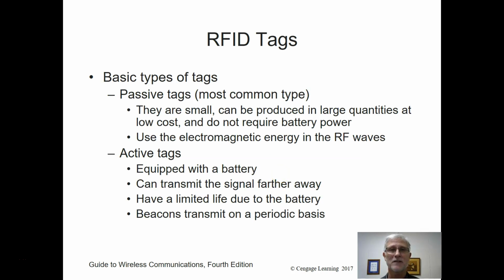Now, there are some different types of tags. There are 2 basic types: passive and active. Passive is definitely the most common because they're cheap to make in a large quantity and only use electromagnetic energy in the RF waves. So they don't use batteries. So basically, when the reader hits it, it activates the passive tag to transmit, and kind of uses the RF waves to power the tag's processor up to transmit the data.